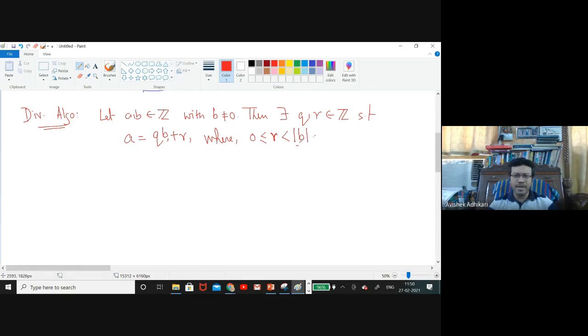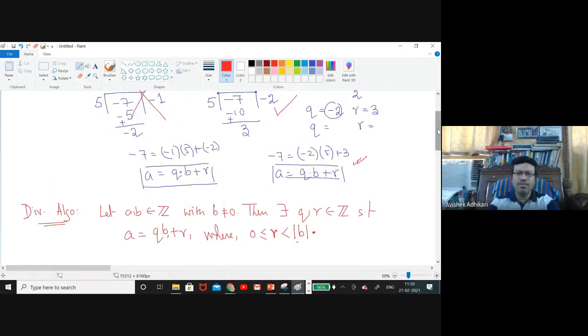That's why, to make it unique and proper and justifiable, we have to put r less than mod b, and that is the absolutely correct statement. That's why you will not have any kind of confusion. So here I see that r is minus 2, and of course then 0 ≤ r < mod of b, which is not true.